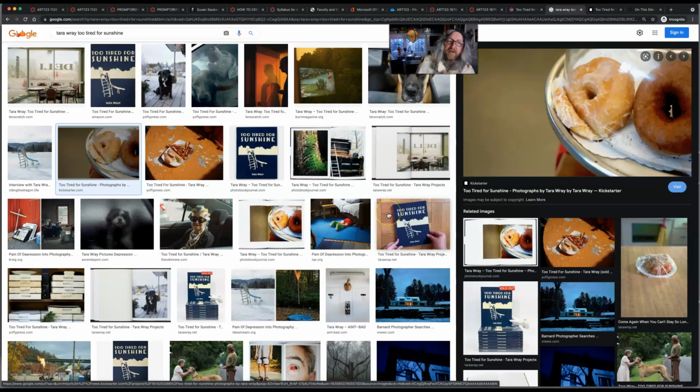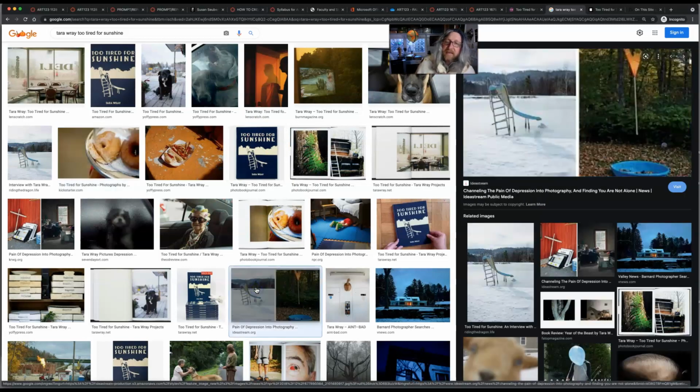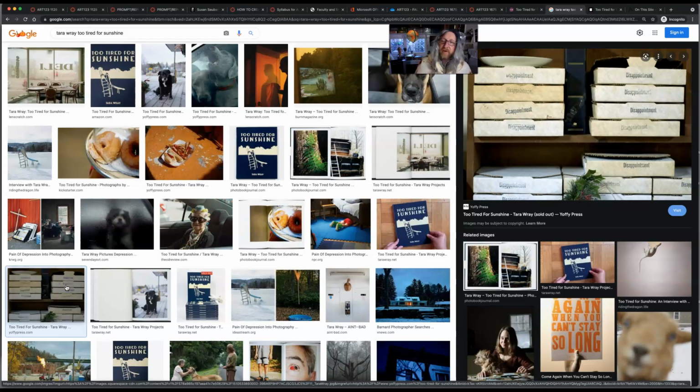Now, Too Tired for Sunshine, the whole idea behind the book and the larger project that she took on is that it's a book about depression. And it's a book about her dealing with her own depression and working through that depression and making photographs in the course of the day-to-day, but those photographs sort of metaphorically work as often stand-ins for one's state of mind, right?